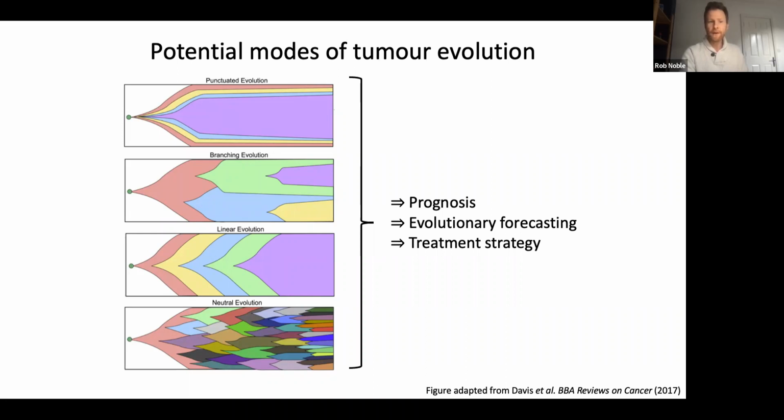Punctuated evolution can be seen as a transition from linear evolution to neutral evolution, and I'm not going to talk about that case too much. But what you see here is just a cartoon.